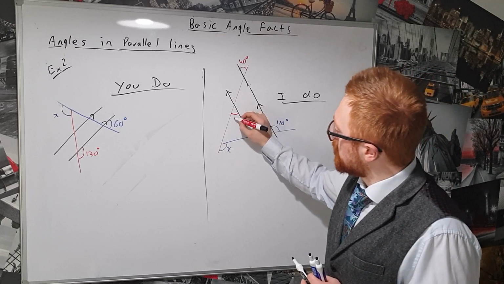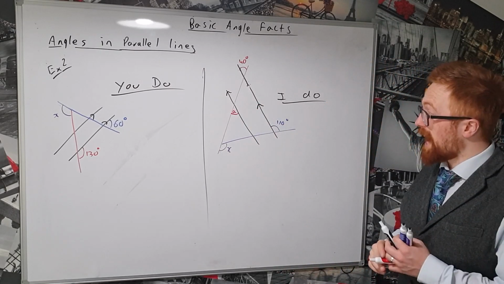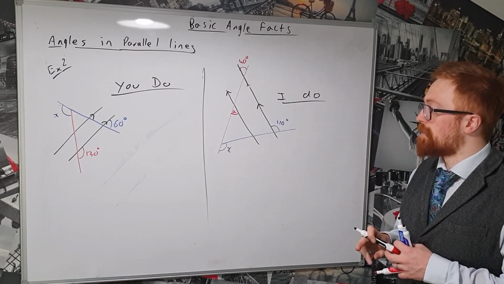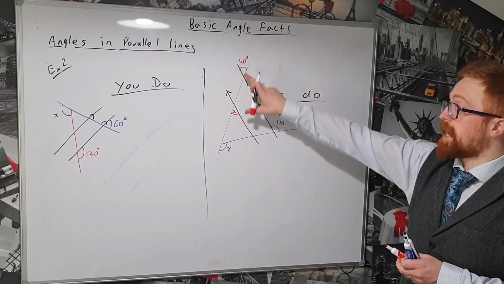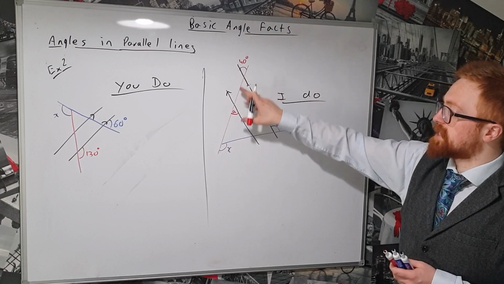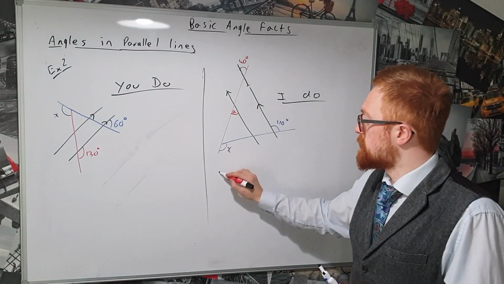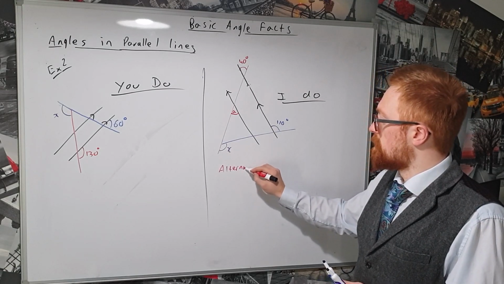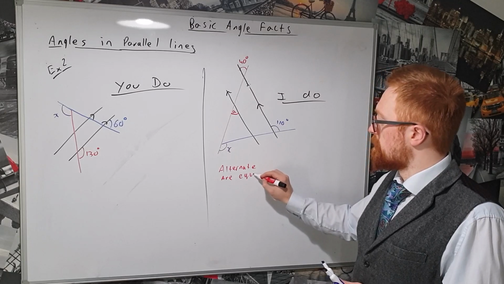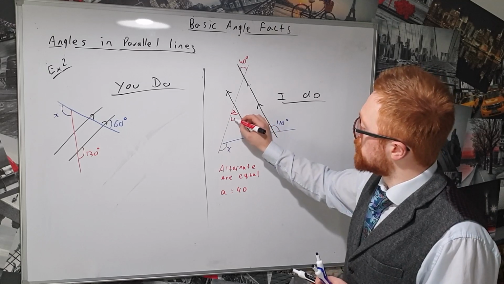Now I'm going to call this angle A. It's useful to name these angles while we're talking about them, so I'm going to call that one A. Now A and 40 form a pair of angles and have a name. Can I remember what type of angles they form? Exactly, they're alternate angles because they're on opposite sides of our transversal. So alternate angles are equal. So I know that A is equal to 40 degrees.